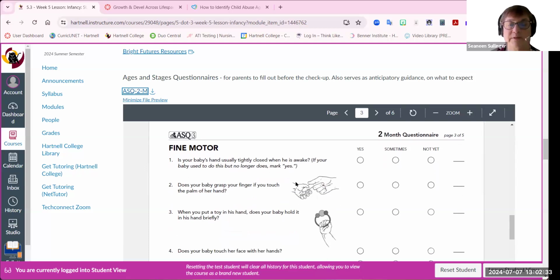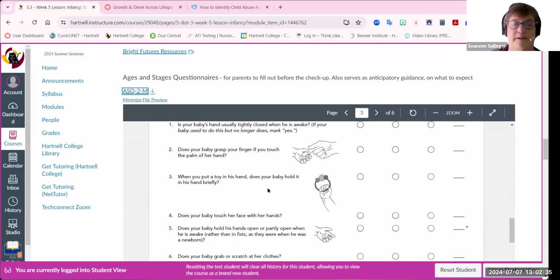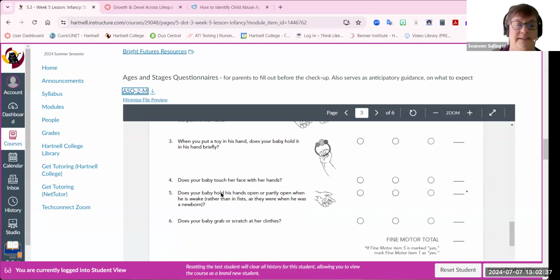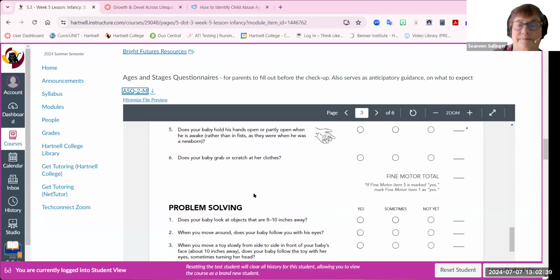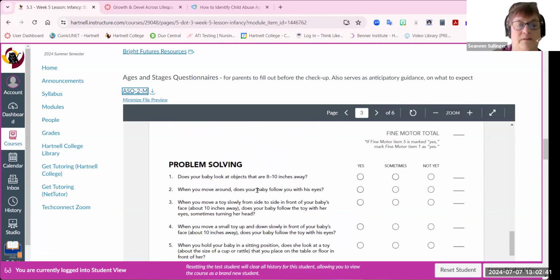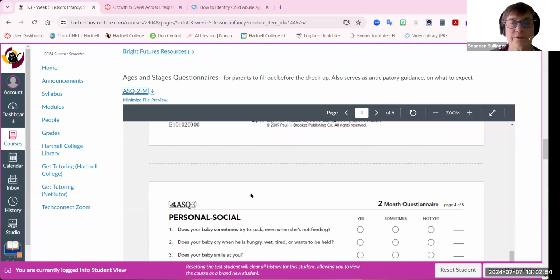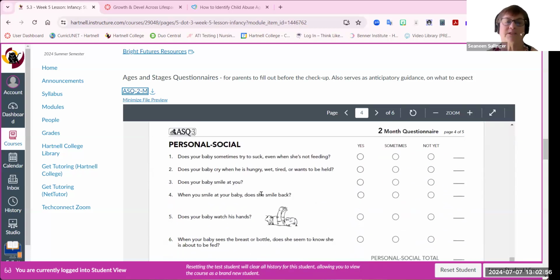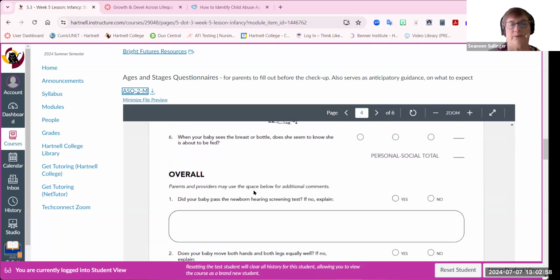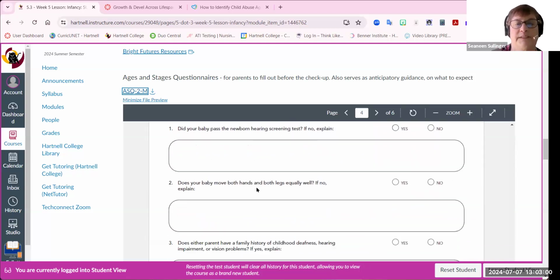Will they grasp your finger? Do they hold it in their hand briefly? Can the baby see things or look for things that are 8 to 10 inches away? What's 8 to 10 inches? I don't know. Take your best guess. Does the baby track the toy or reach for the toy? So this thing, I mean, it's like 6 pages long. And so you go through everything.